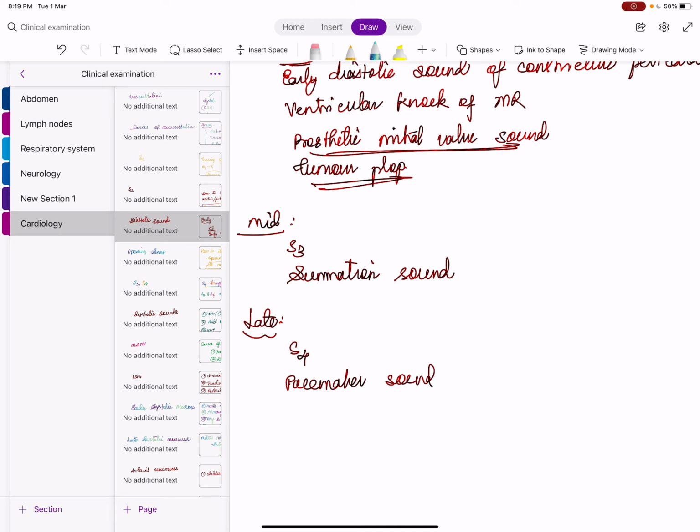Since you have understood the basics now, I'll tell the conditions and how it occurs. First I'll tell the split. Wide varying split, that is the first one which I told: the split is heard better in both inspiration and expiration with respiratory variation. So what are the conditions which can cause a wide split? P2 should go back, or A2 should come earlier. P2 should widen, A2 should shorten. That's all. So what are the conditions which can cause prolonged P2?